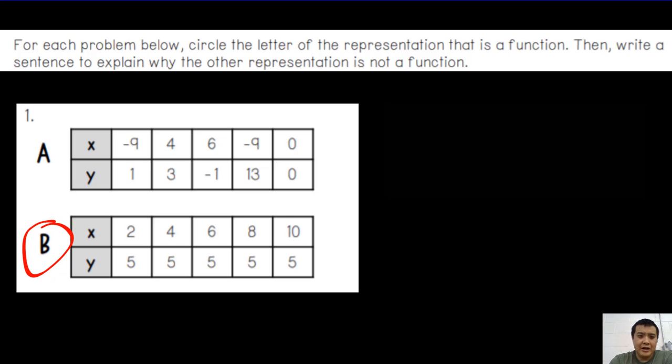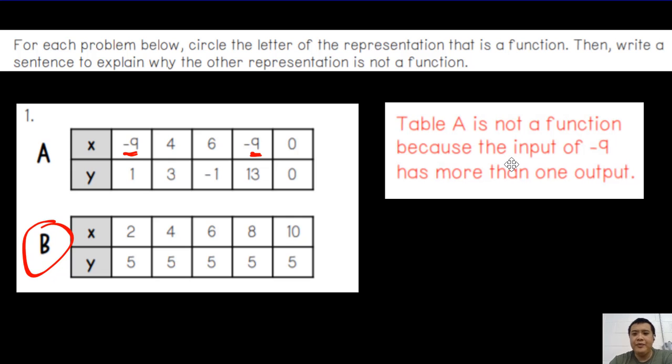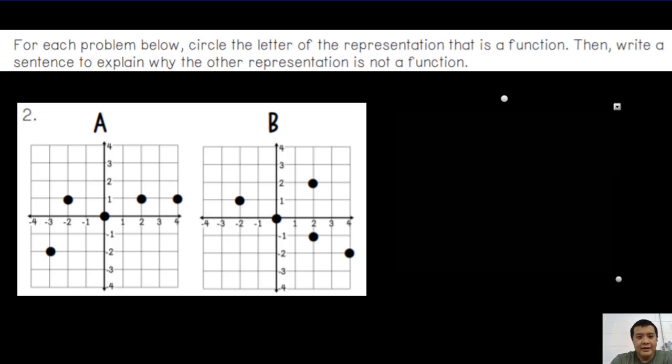The reason that A is not a function is because they have negative 9 giving us 1 and negative 9 giving us 13. So when x is negative 9, we don't know exactly what it's going to give us. It could give us 1 or it could give us 13. So A is not a function because the input of negative 9 has more than one output. It has 1 and 13 as outputs.